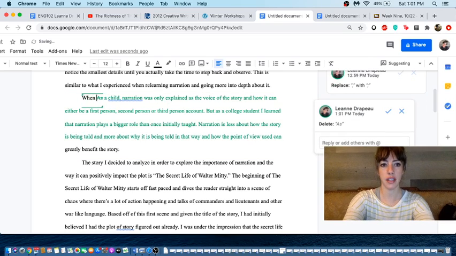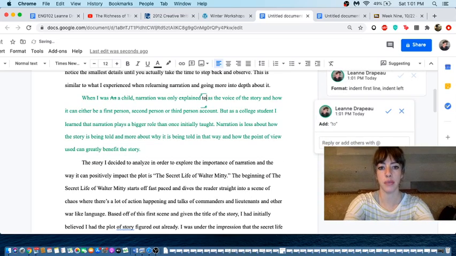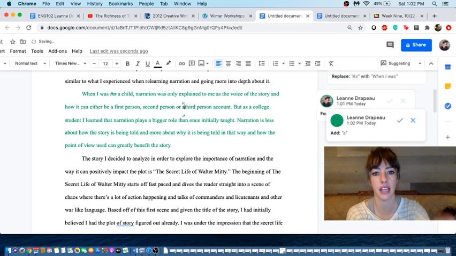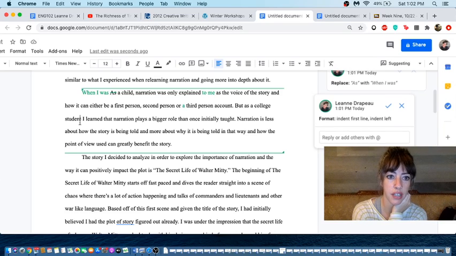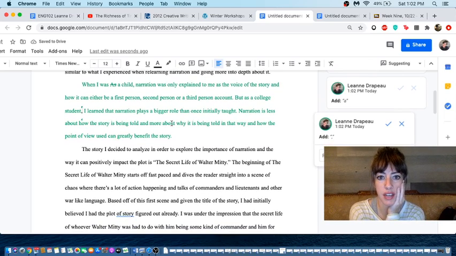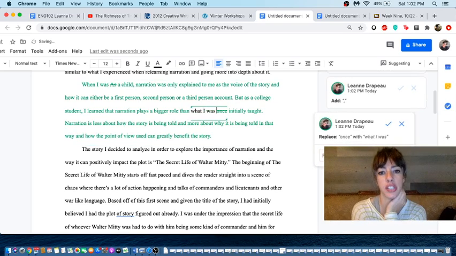When I was a child, narration was only explained to me as the voice of the story and how it could either be a first person, second person, or third person account. But as a college student, I learned, we need a little comma here, I learned that narration plays a bigger role than what once initially taught. I want to say that the writer probably meant "than what I was initially taught."